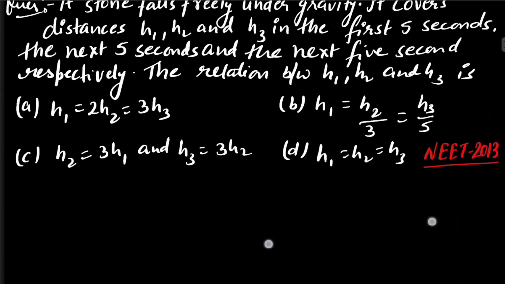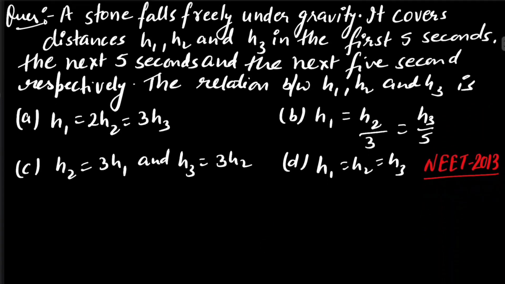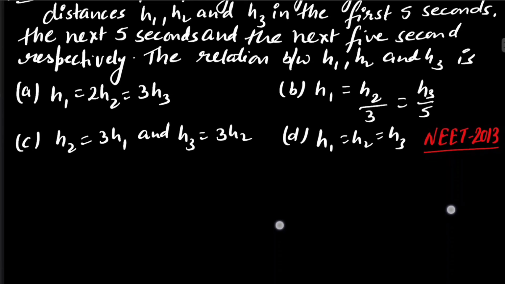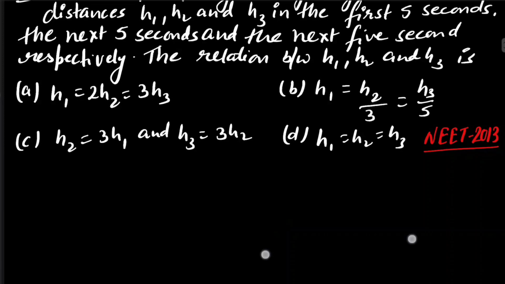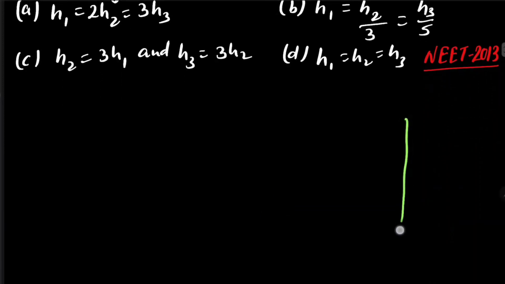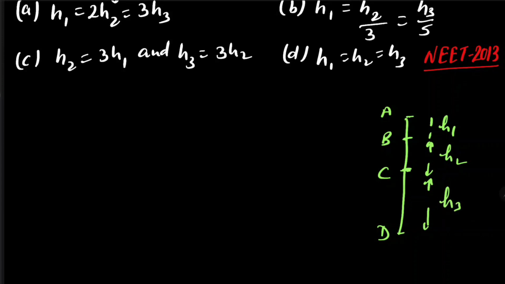So the given values are: a stone falls freely under gravity and it covers distances h1, h2 and h3 in the first 5 seconds, the next 5 seconds and the next 5 seconds. Assume that the initial position is A, in 5 seconds it reaches B, in the next 5 seconds it reaches C, and in the next 5 seconds it reaches D. The height attained in the first 5 seconds is h1, in the next 5 seconds is h2, and in the next 5 seconds is h3. We have to find the relation between h1, h2 and h3.